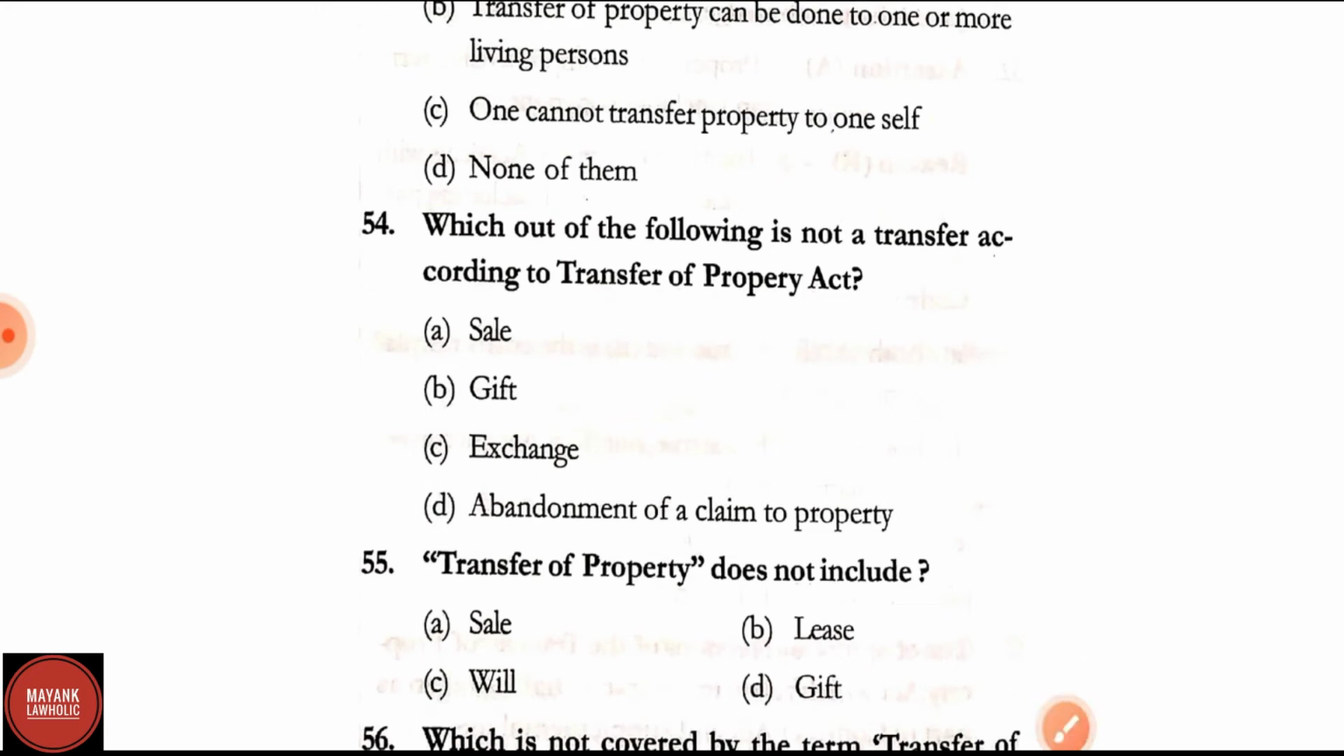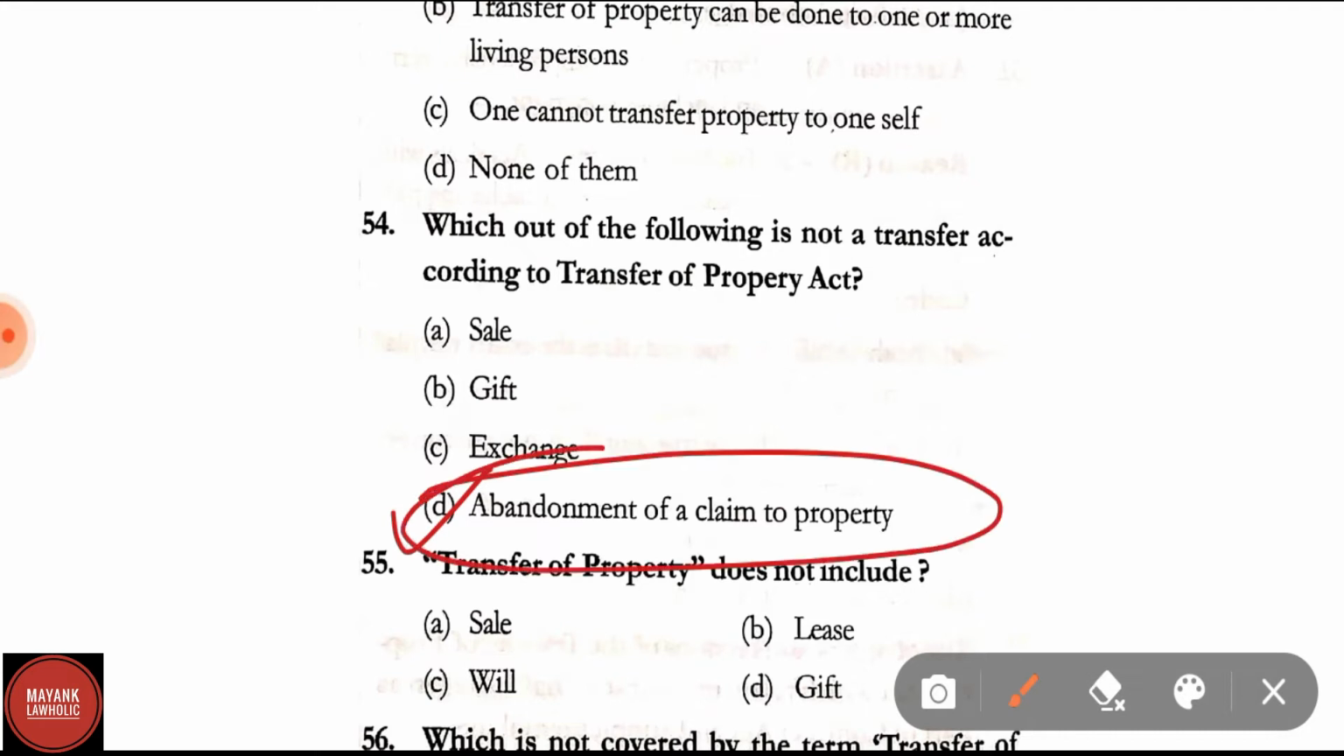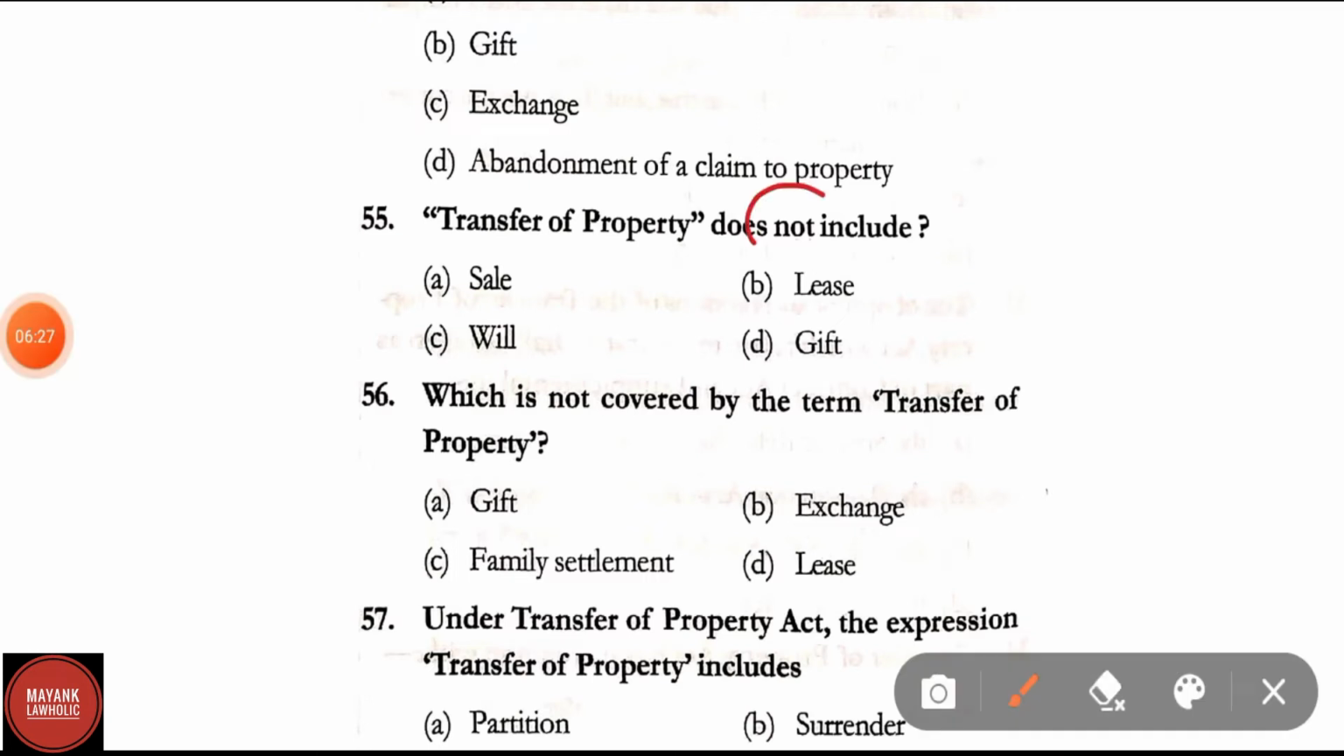Question number 54. Which of the following is not a transfer according to TPA? Sale, gift, exchange, abandonment of a claim to property. Here option D is the right answer. This is not a transfer according to the TPA. Question number 55. Transfer of property does not include sale, lease, will, gift.